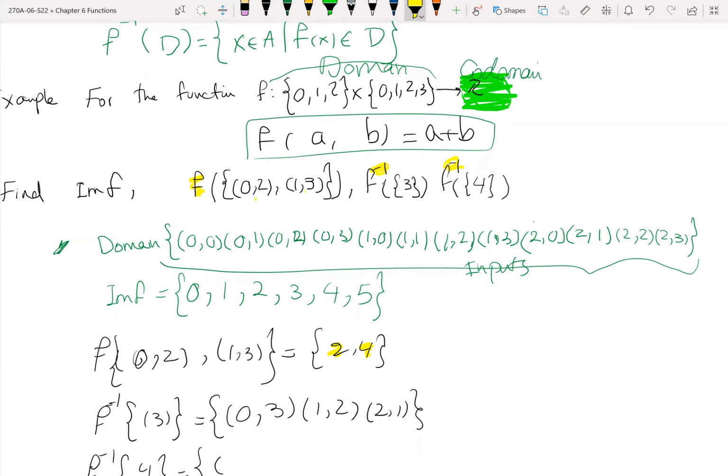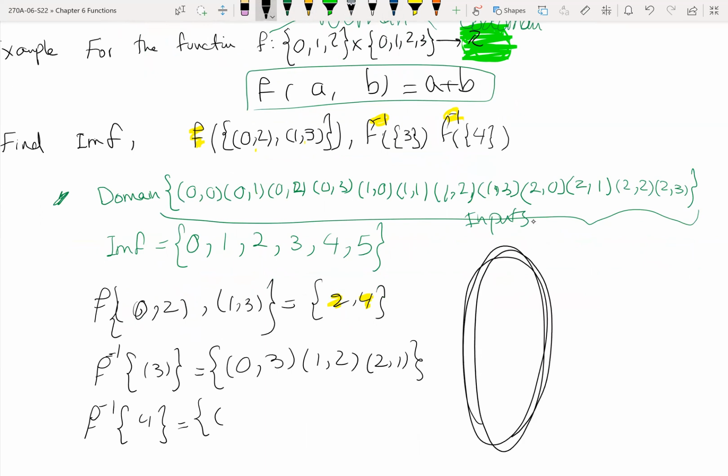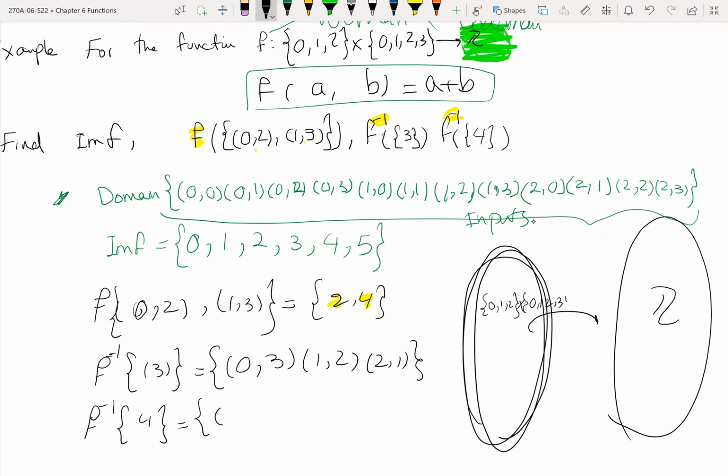So you're saying we don't have 4 listed over here, but it's okay because this is your domain. You should have 4 over here, but your output is over here. So let me make it as a visualizing picture, like a Venn diagram. You see, your input to the output. Okay. So your input is just the product of 0, 1, 2 times 0, 1, 2, 3, okay? But your output could be any number. Does it make sense? Agree?